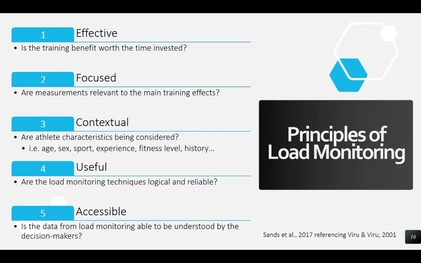And the fifth one, the final thing that we want to make sure that we understand in our principles as we decide how to integrate load monitoring, is it has to be accessible. And I'd say this is probably one of the most important ones, because whether you're a coach, whether you're a sports scientist, whatever your position is, if you take the data and you present it in a way that the coaches or whoever you're presenting to don't understand, they can't get the take-home message, they can't really understand where you're coming from, you've done a lot of work without direct application. It doesn't really lead to decision-making.